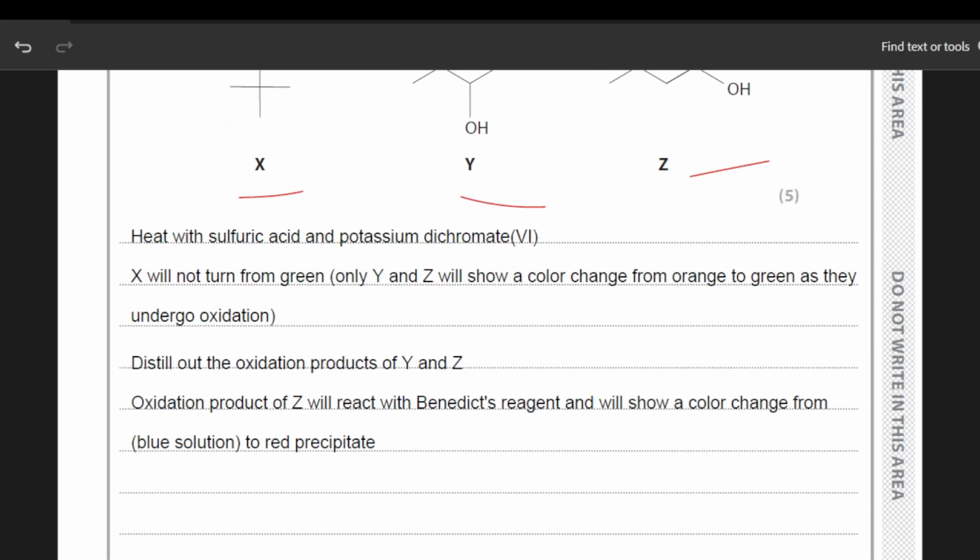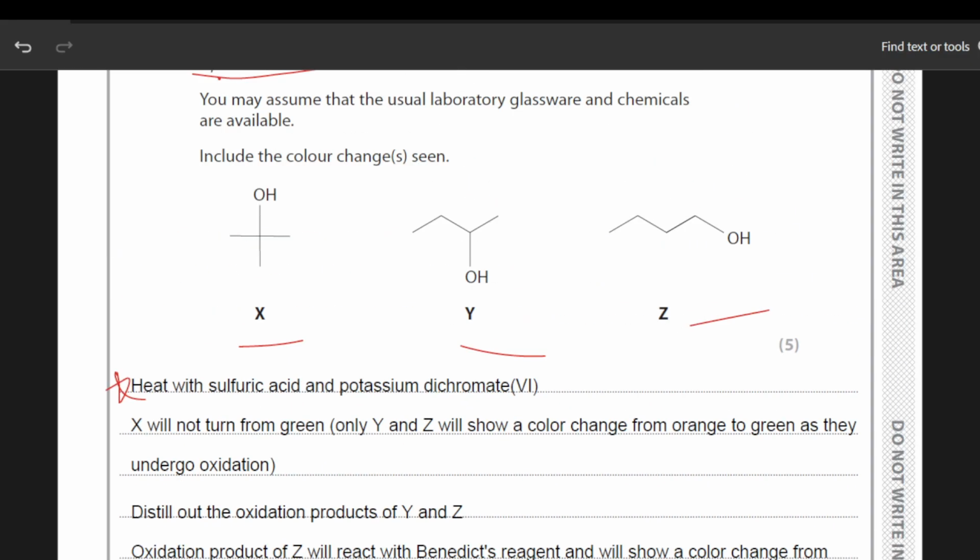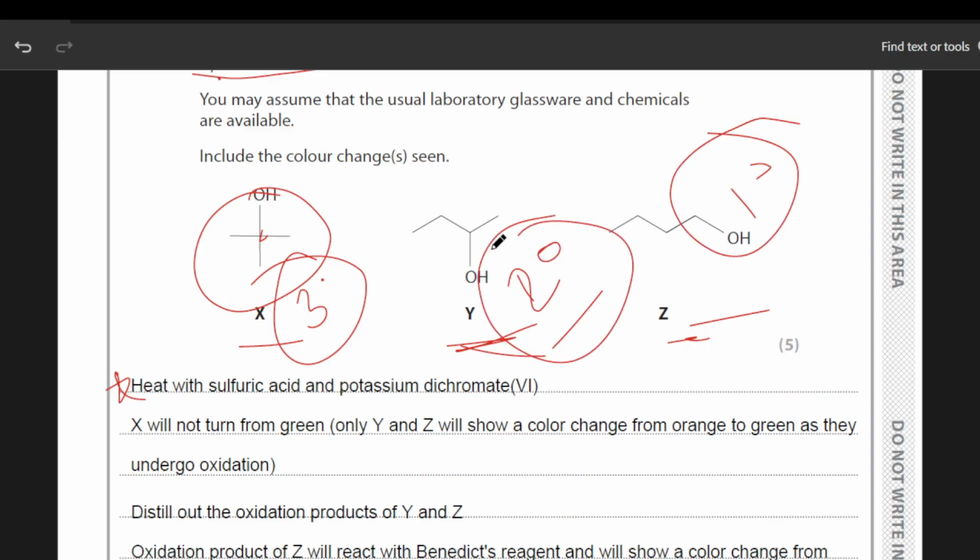We are going to heat it with sulfuric acid and potassium dichromate(VI). When we do this, what will happen for X? It will not turn from orange to green, but only Y and Z will show a color change from orange to green. Now, why is that the case? Well, X is a tertiary alcohol, Z is a primary alcohol, and Y is a secondary alcohol. So primary and secondary alcohols tend to get oxidized, but tertiary alcohols do not.